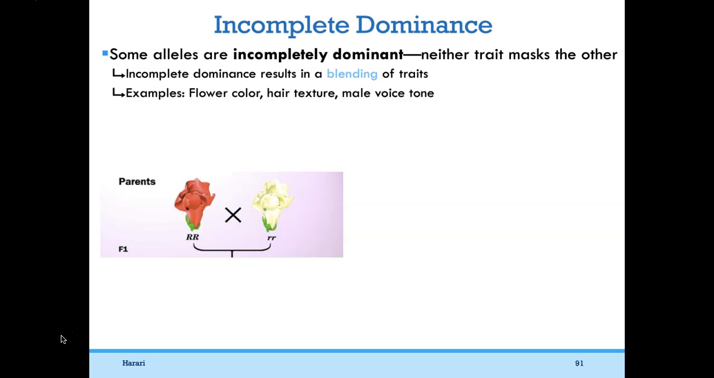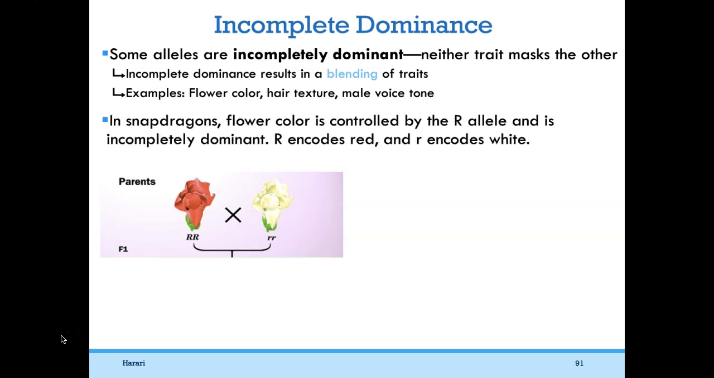There are a lot of examples of incomplete dominance. Flower color is usually incompletely dominant. Hair texture is usually a result of many genes working together, as well as male voice tone, which is also a result of the blending of traits. As an example, and this is completely theoretical, you could get a very deep voice allele and a very high voice allele, and neither is dominant over the other. You would just have a middle tone voice, right? There's a blending of traits.